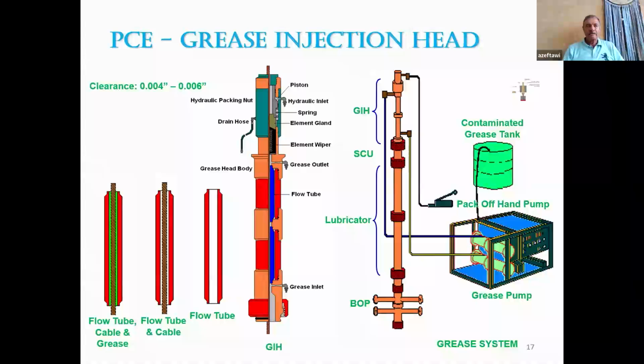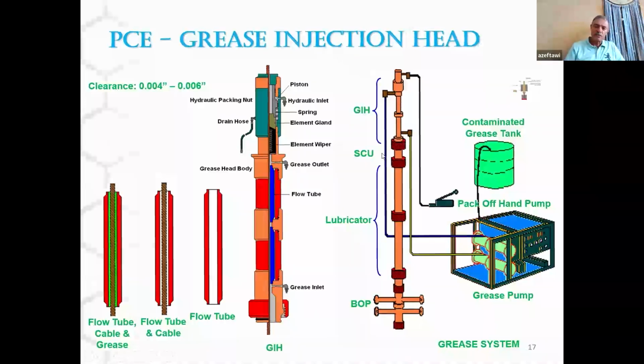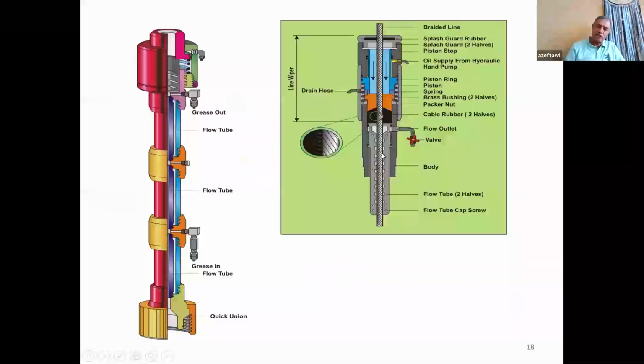In the slickline, we have this device, the plunger, which prevents the blowout in case you lose your tools and you pull out of the hole with the wire. Here we don't have a plunger. That's why below the grease injection head, we have what we call the SCU, safety check union.